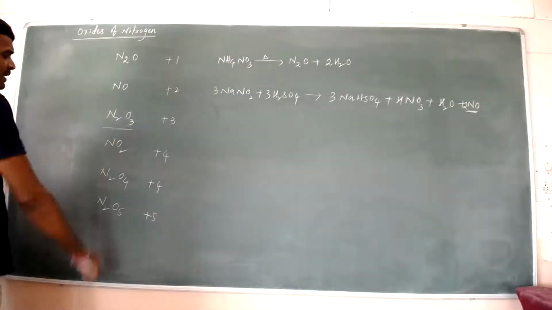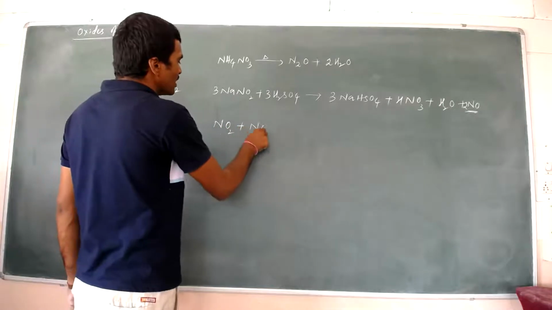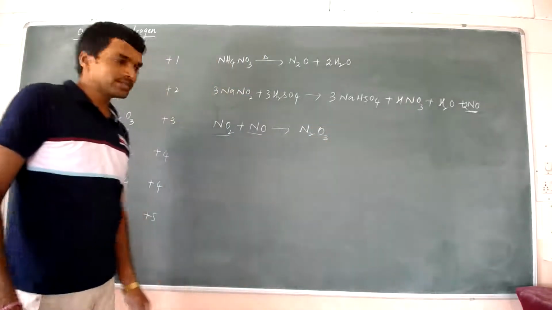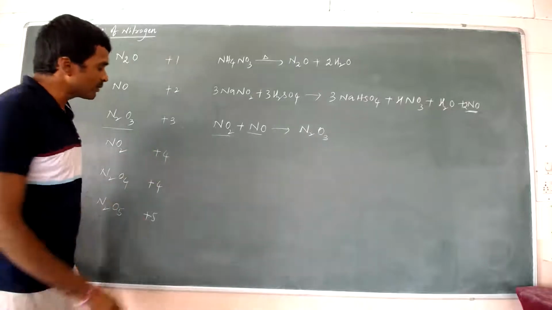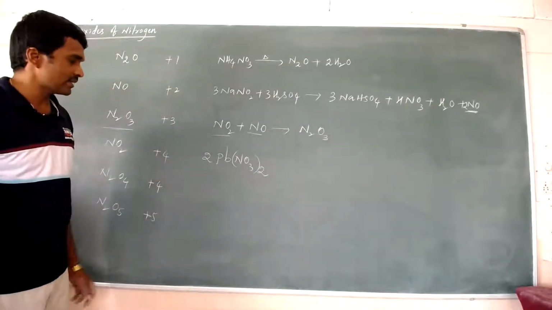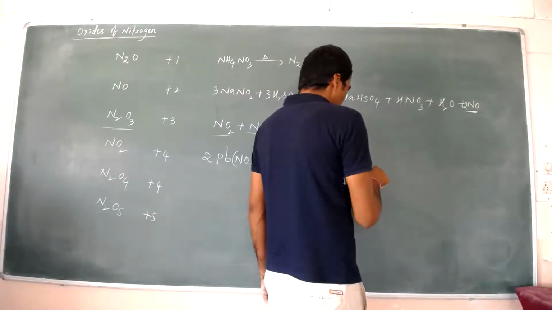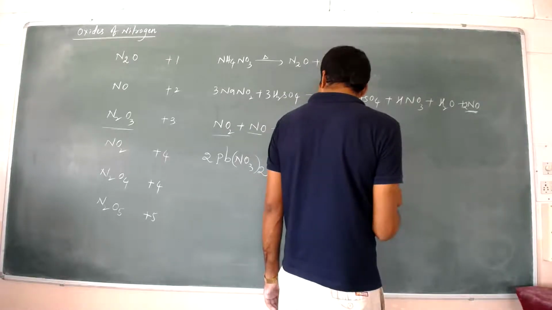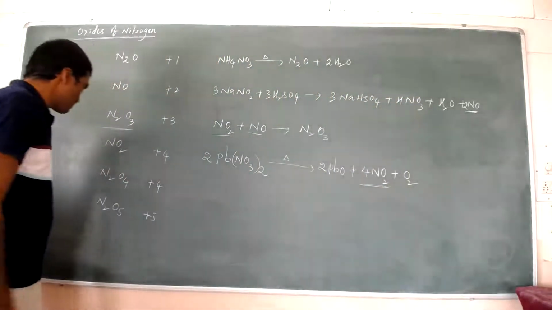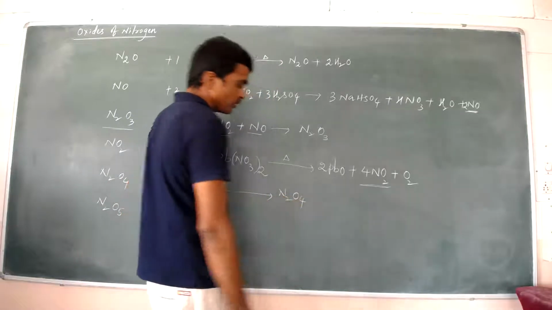So N2O3, how can we prepare it? Very easy: nitrogen dioxide reacts with nitrogen monoxide to form N2O3. That's it. And NO2, how can we prepare it? 2 moles of lead nitrate undergo decomposition, forming 2 PbO plus 4 moles of NO2, and O2 gas will be liberated. So nitrogen dioxide it will be. It's very simple. 2 moles of NO2 is considered as N2O4.